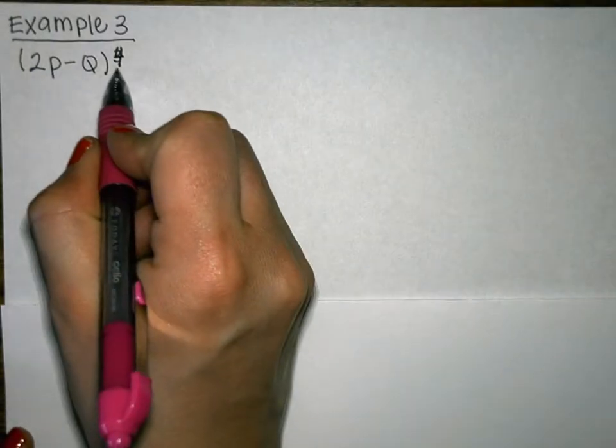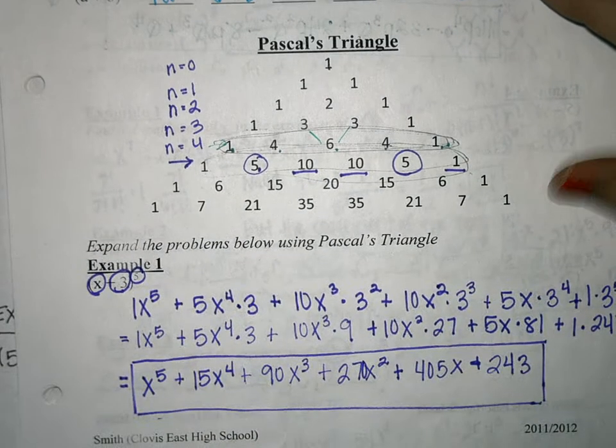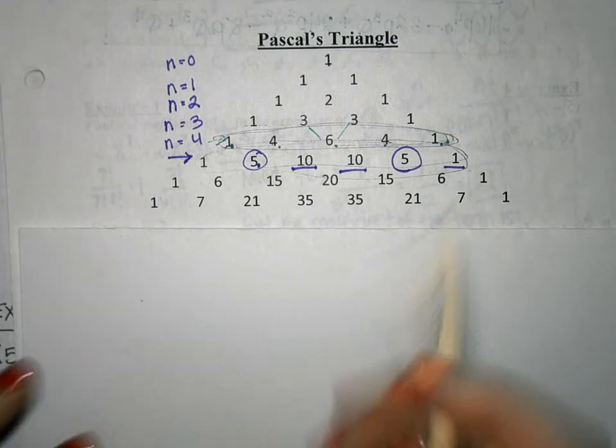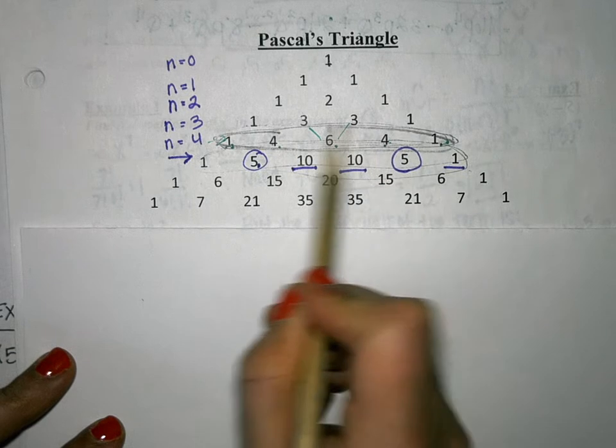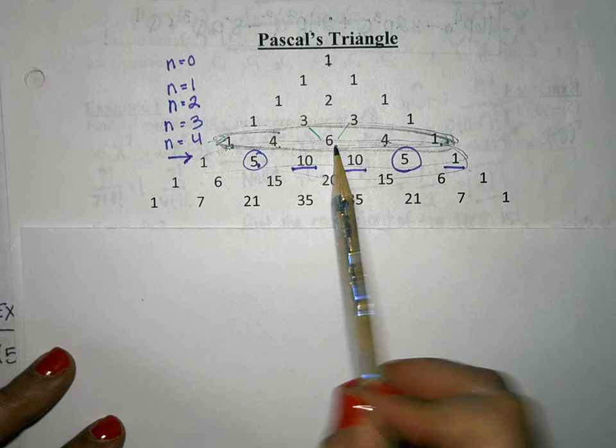With these, starting with example 3, my binomial is 2p minus q, and I'm raising that to the 4th power. So to set up my binomial expansions, I am going to use Pascal's triangle. And because my exponent is 4, I'm going to end up using this 4th row where the exponent is 4. So my coefficients are going to be 1, 4, 6, 4, 1. So I'm going to plug those in first.